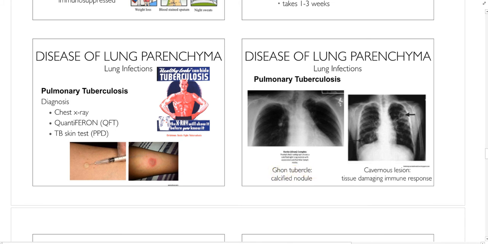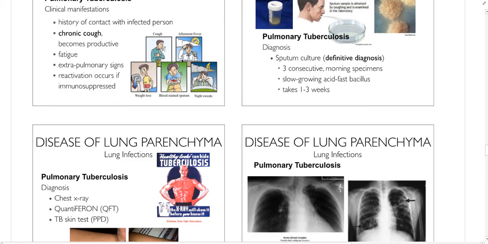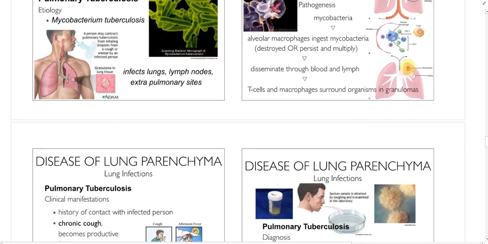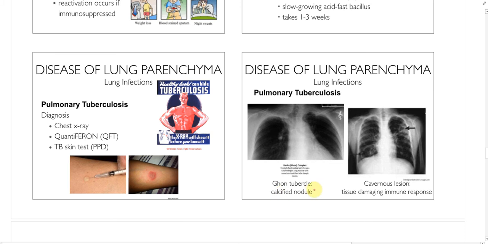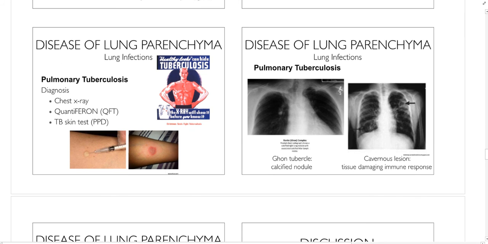A Ghon tubercle is sort of this, I believe it builds off of that granuloma that develops. It's a calcified nodule, and it develops with a bunch of extra stuff in the lungs, whereas a cavernous lesion is sort of this wearing out of part of the lung from an immune response. So the immune response may present as or may have some slight autoimmune type reactions impacting parts of the lung that were healthy and normal to begin with.